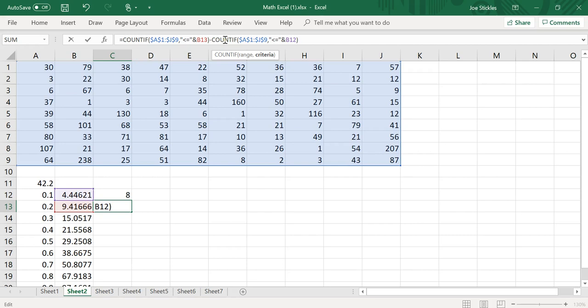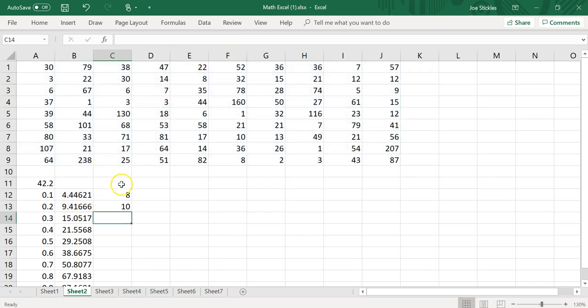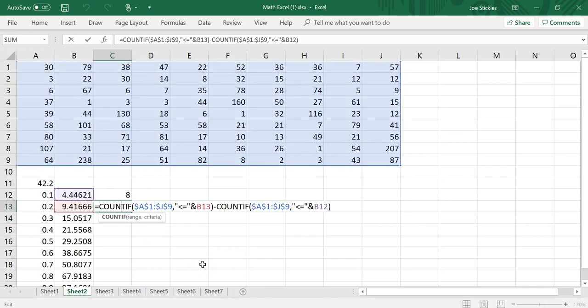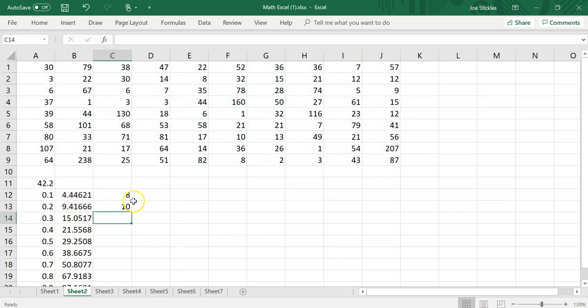So just to say what I did, let me hit enter and then just click in this cell so you can see it. It's a little bit bigger. This counts everything that's less than or equal to the 9.4, and we're subtracting off everything that's less than or equal to the 4.4, right? So I'm counting the ones that are in between. And then I'll take this and copy it down, because now it'll do it like I want. It'll subtract out the ones that we don't want. So hit enter.